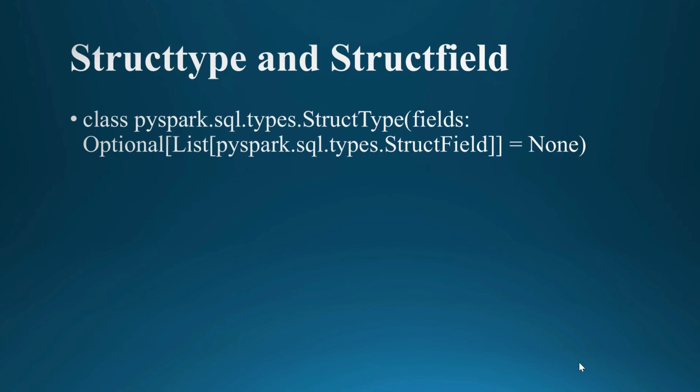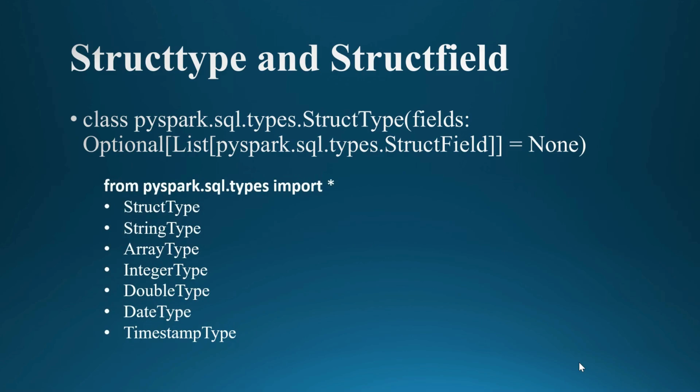The struct field can have your column name and then your data type. There are multiple data types that PySpark or Spark provides. It could be struct type, string type, array type, integer type, double type, date type, and timestamp type. It is the same as any data type that you use in your RDBMS system. Similarly, the data types are present in Spark also. These are some important data types that we use on a daily basis. There are multiple more data types that you can go through on the Spark website.